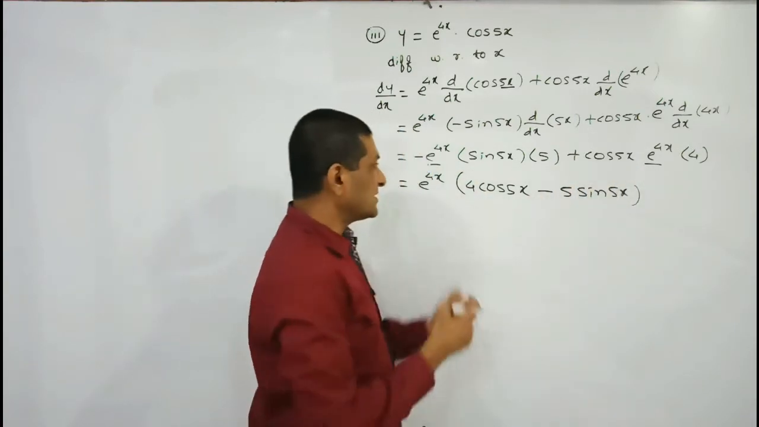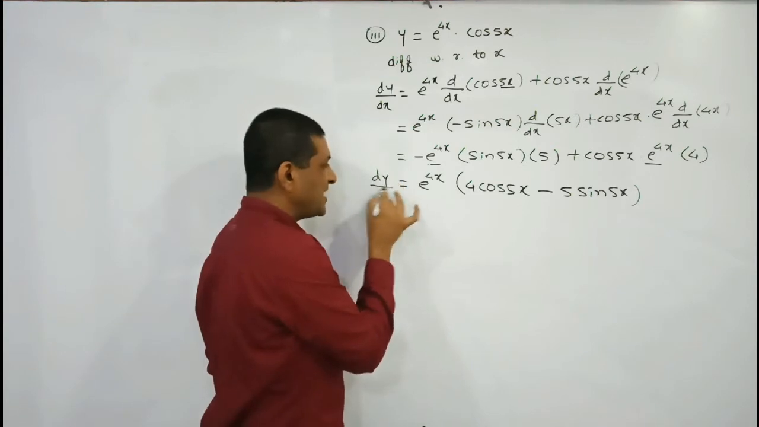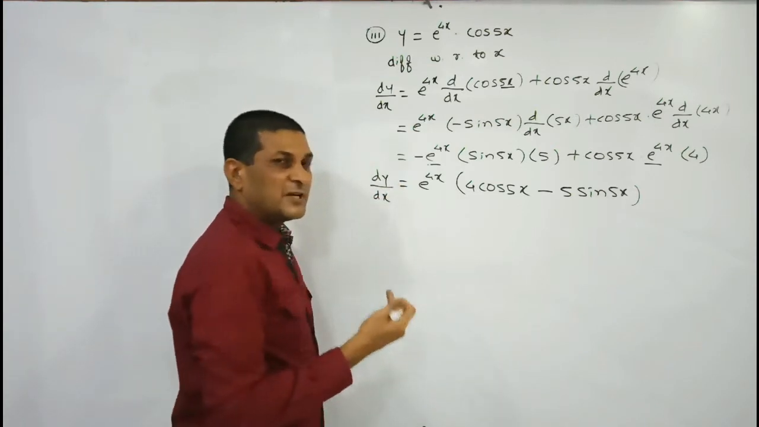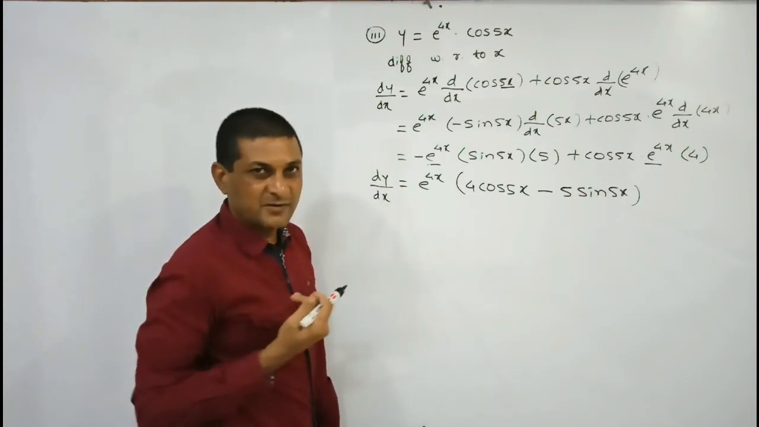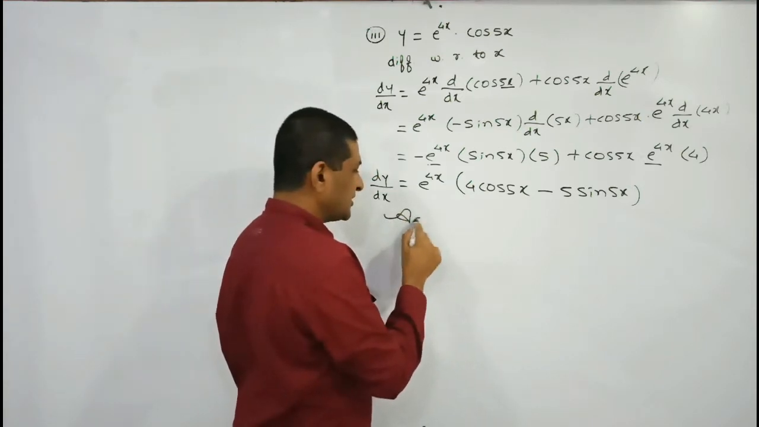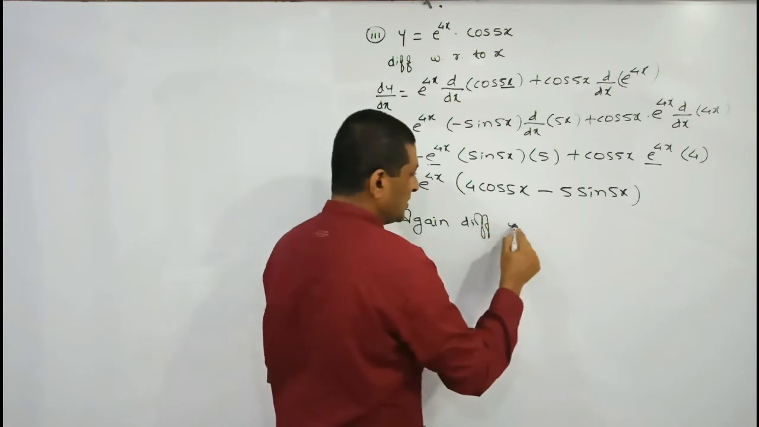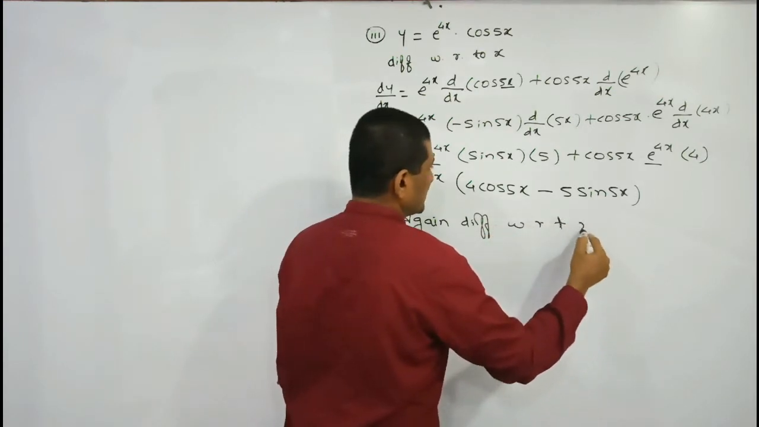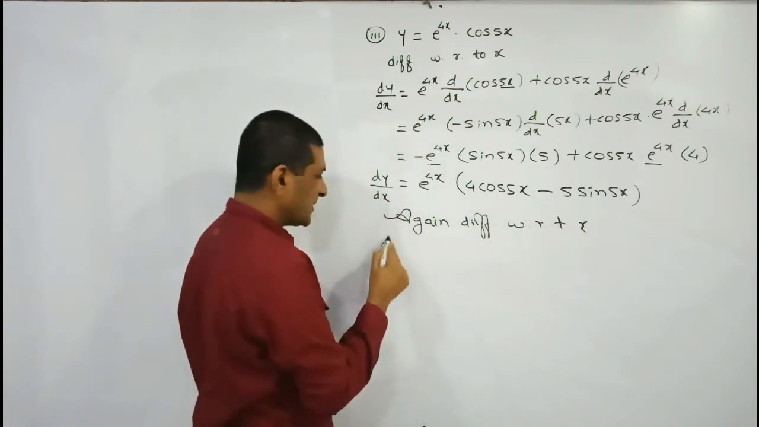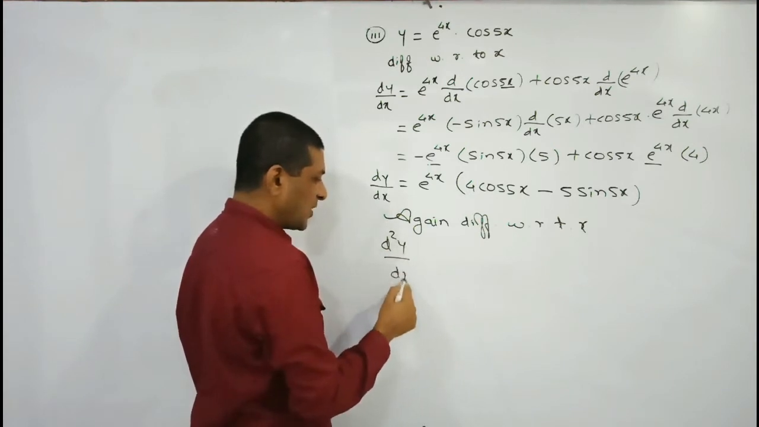This is nothing but the value of dy by dx, means first order derivative, but the question is to find out the second order derivative. That's why again differentiate it with respect to x. So derivative of y with respect to x is denoted by d2y upon dx square.